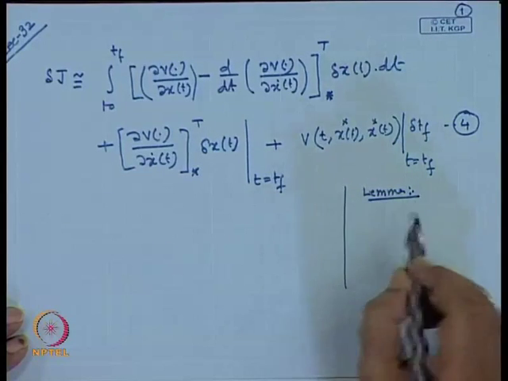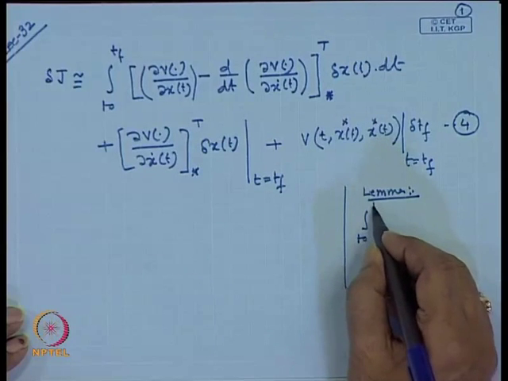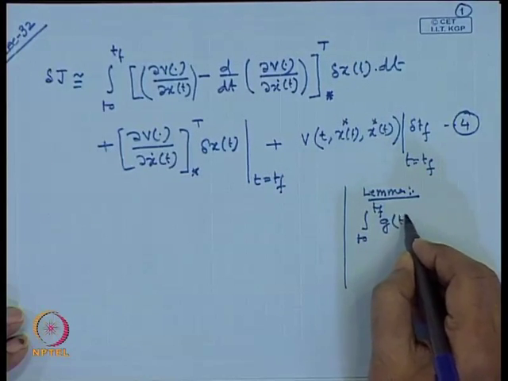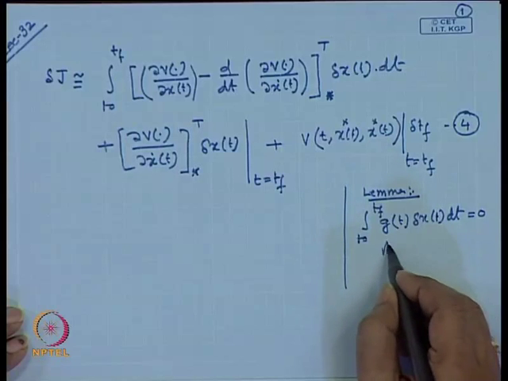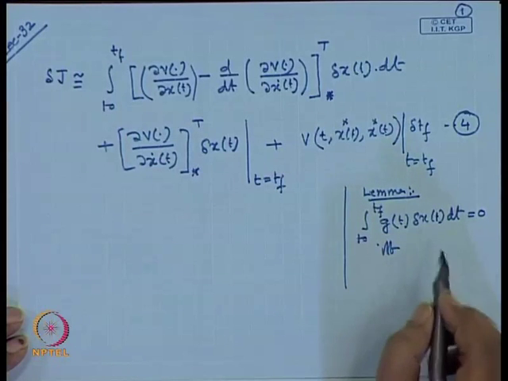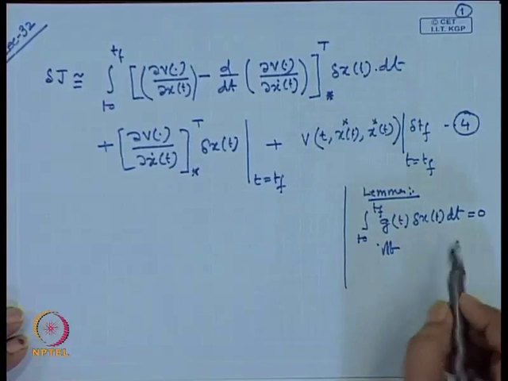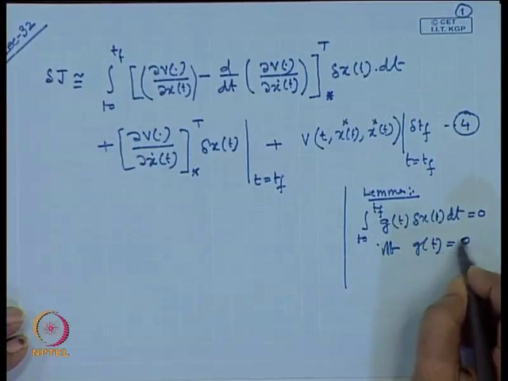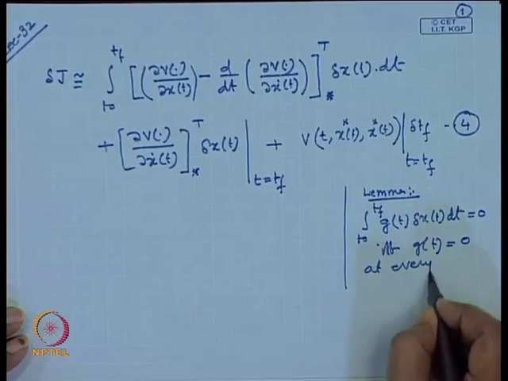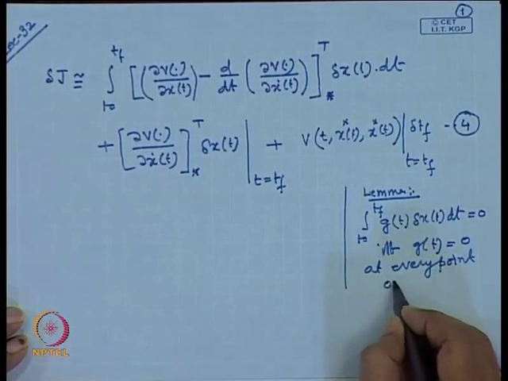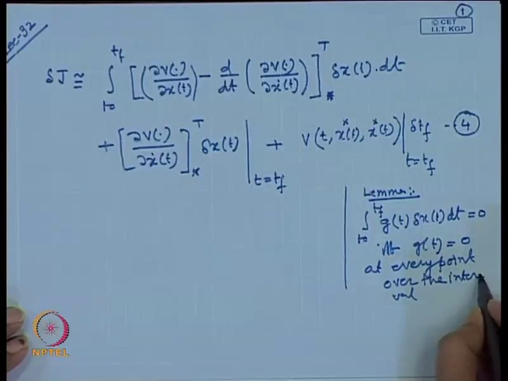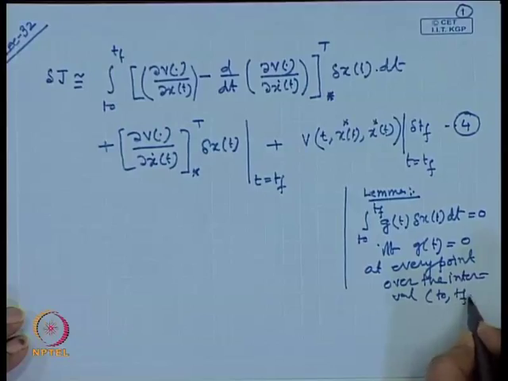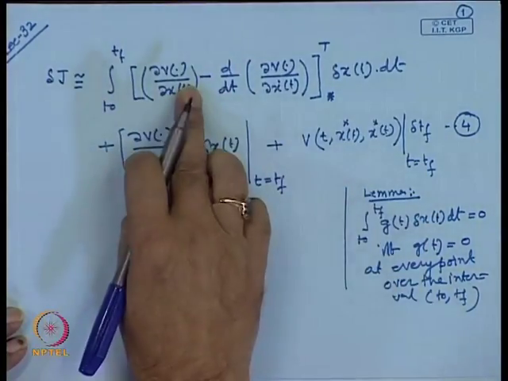As we discussed, the important lemma is that the integral from t 0 to t f of g(t) delta x(t) dt is equal to 0 if and only if g(t) is continuous and it is 0 at every point over the interval t 0 to t f. So, we will use this lemma in this equation 4.